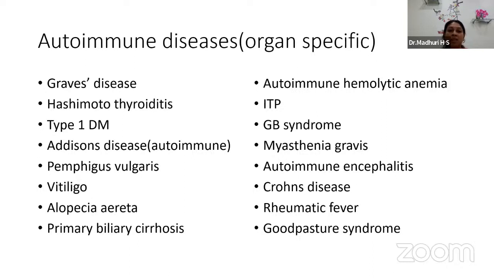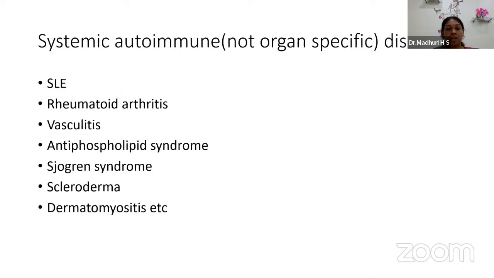And similarly, there are Graves' disease, type 1 diabetes, Addison's disease, and many others: autoimmune hemolytic anemia, ITP, and some neurological conditions like GBS, myasthenia gravis, multiple sclerosis. If the intestine is taken, then Crohn's disease and ulcerative colitis are there. So you name any organ, there is some autoimmune disease associated with it. These were the organ-specific autoimmune diseases.